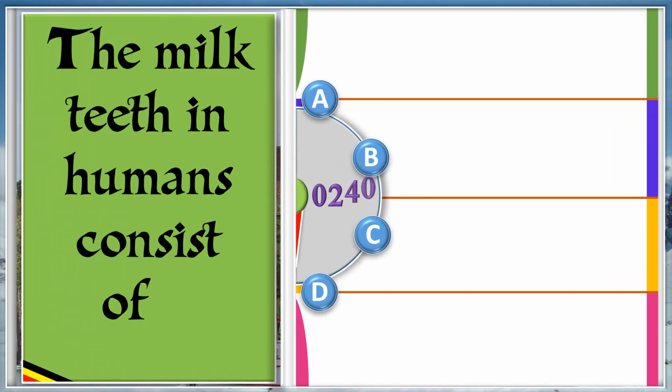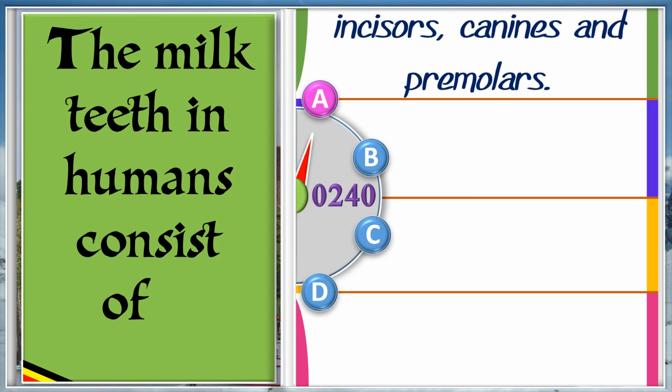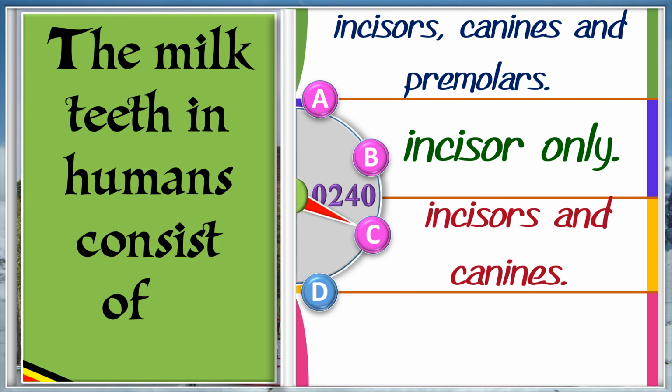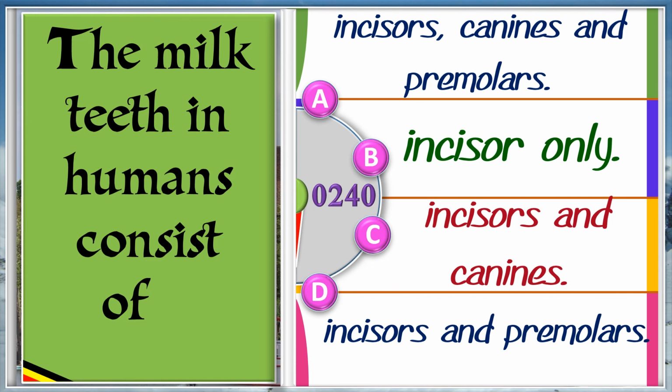The milk teeth in humans consist of A. Incisors, canines, and premolars. B. Incisors only. C. Incisors and canine. D. Incisors and premolars. And the answer is A. Incisors, canines, and premolars.